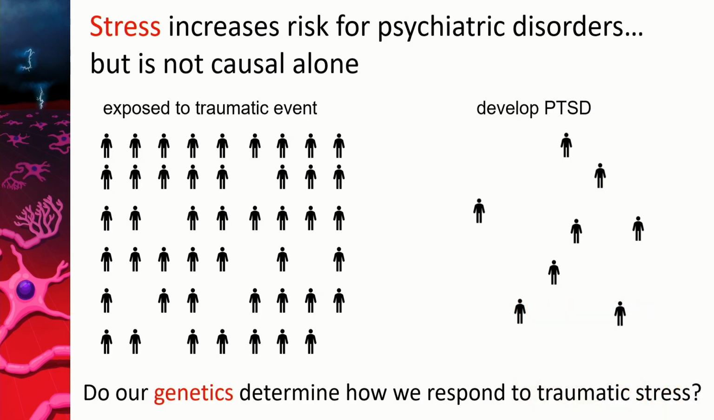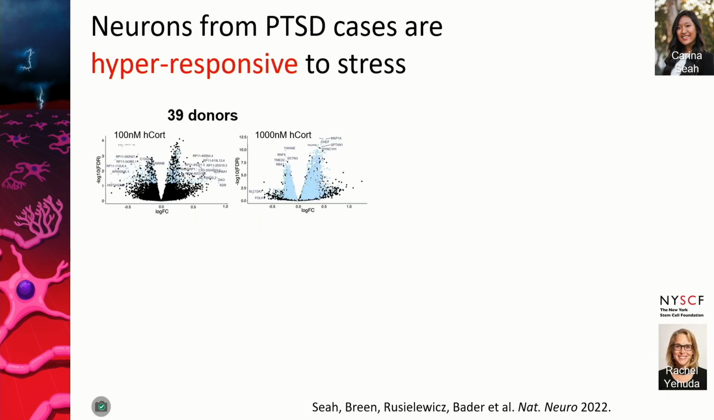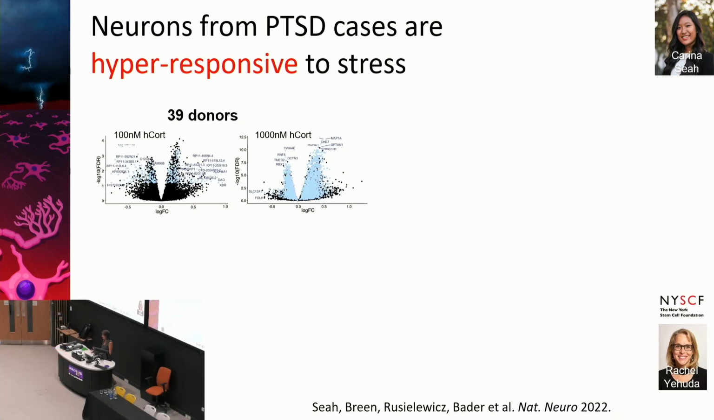So, really asking, do our genetics determine how we respond to traumatic stress? And so to ask this question, I was really lucky to work with Rachel Yehuda at the Bronx VA. Rachel had recruited 39 combat-exposed veterans and had blood samples from which we reprogrammed stem cells in collaboration with the New York Stem Cell Foundation. From those stem cells of 39 donors, we made induced glutamatergic neurons and then did RNA-seq at baseline with low-dose cortisol and with high-dose cortisol.